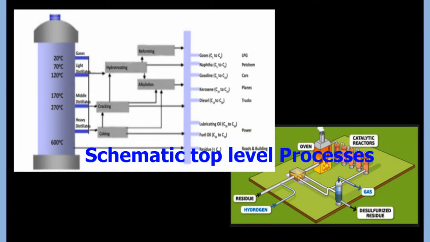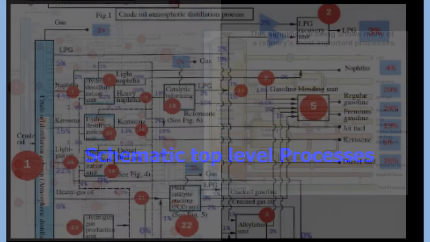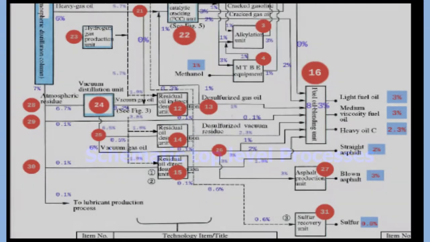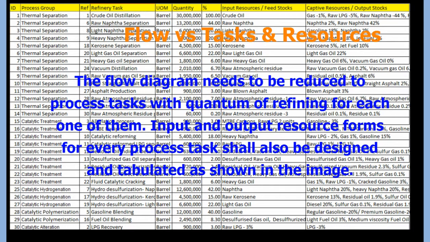A typical oil refinery flow diagram shows various unit processes with intermediate product streams occurring between the inlet crude oil feedstock and final end products. The diagram shows only one of hundreds of different oil refinery configurations. It does not include any of the usual refinery utilities such as steam, cooling water, electric power and storage tanks. The flow diagram needs to be reduced to process tasks with the quantum of refining for each one of them. Input and output resource forms for every process task shall also be designed and tabulated as shown in the image.